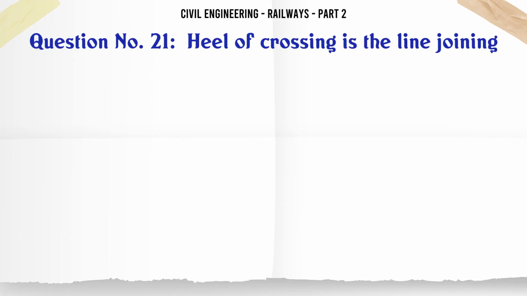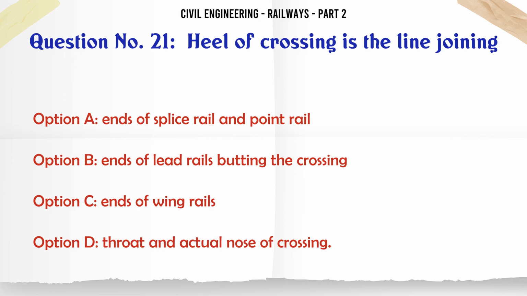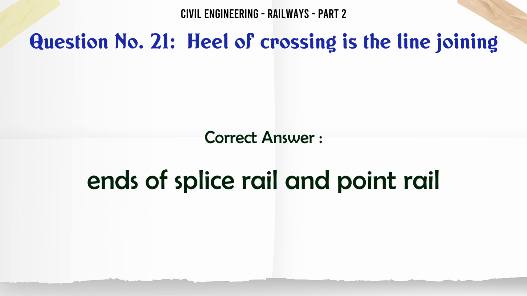Heel of crossing is the line joining A. ends of splice rail and point rail, B. ends of lead rails butting the crossing, C. ends of wing rails, D. throat and actual nose of crossing. The correct answer is ends of splice rail and point rail.